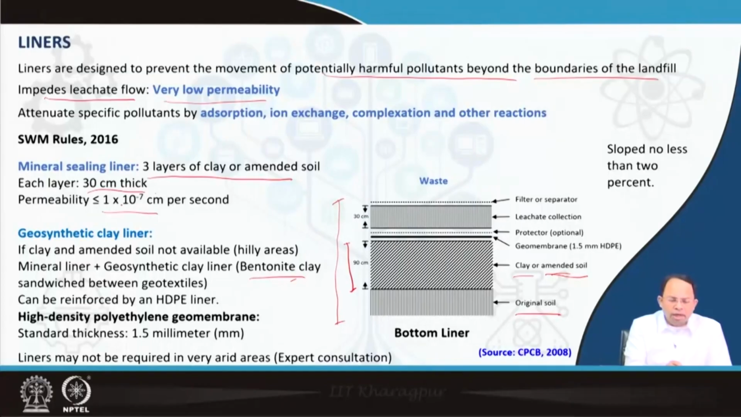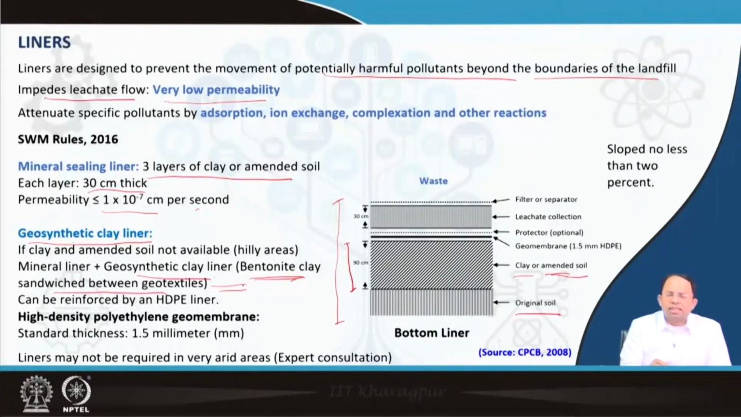It should be less than 1 into 10 to the power minus 7 centimeter per second. So that's the permeability allowed for soil in this particular case. But if the native soil is more permeable than this, in that case we may go for a geosynthetic clay liner, which is like a bentonite clay sandwich between some geotextiles. Geotextiles are fabric material which allows passage of the leachate.